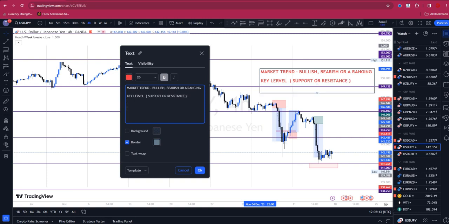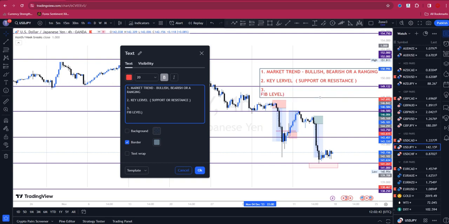And then the final thing has to do with my Fibonacci tool, my Fibonacci level. I will show you how I use the Fib level to take a trade. So these are the three things I always look out for before I take a trade. Now let's dive deep into this, and then we will see how I was able to catch the trade.